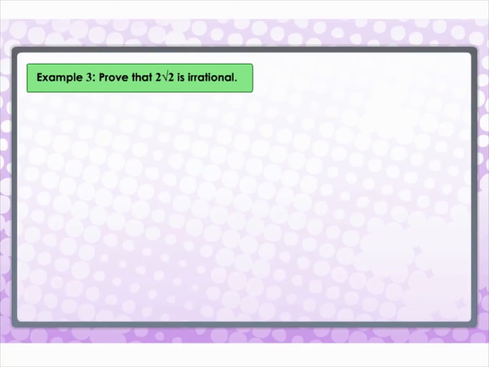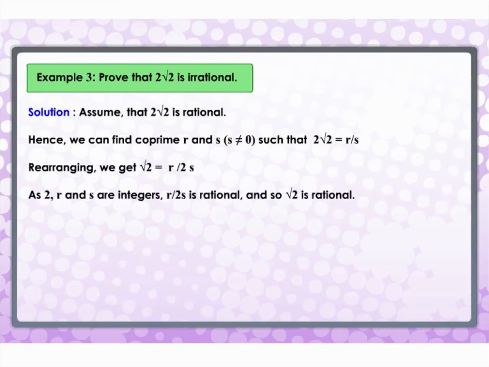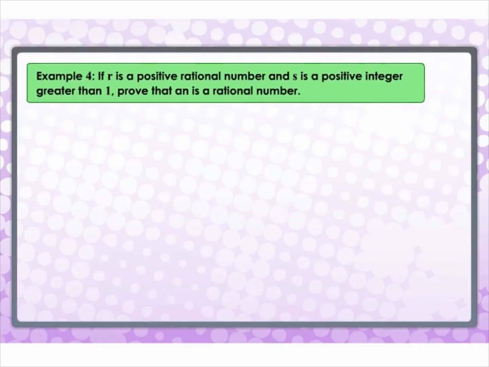Let's move to the next example. Let's assume that 2 root 2 is irrational. Let's move to the next example.